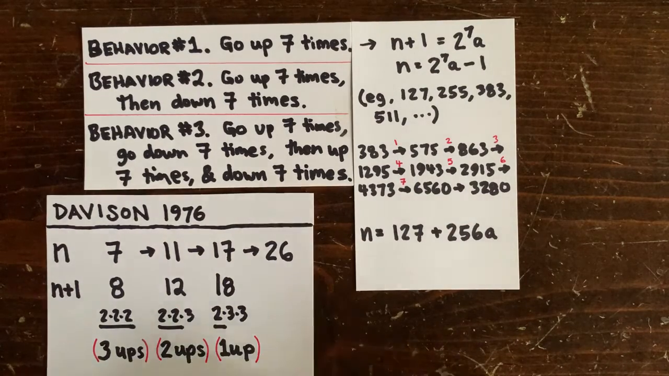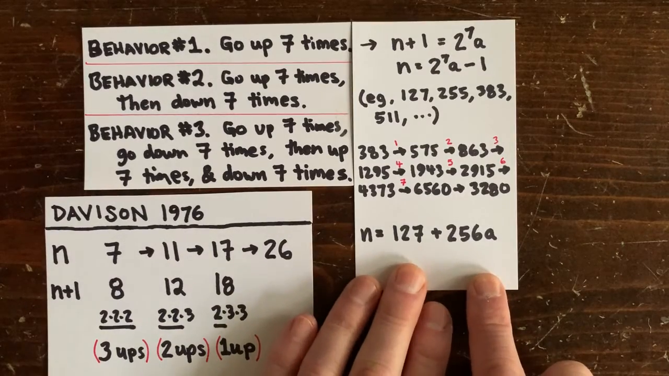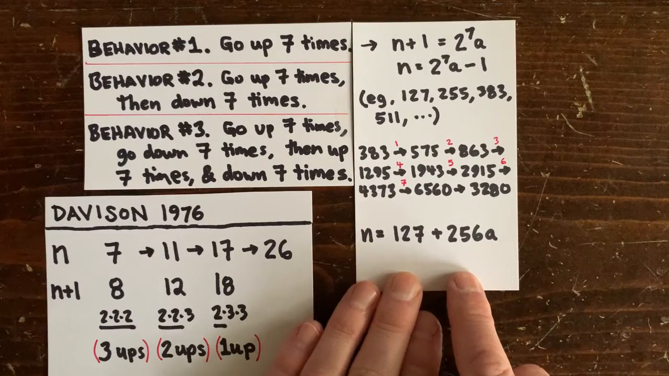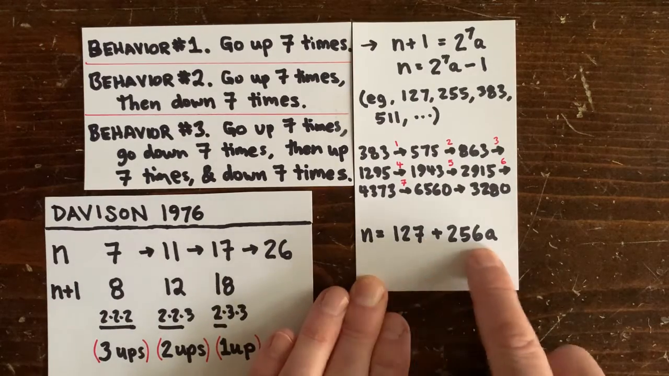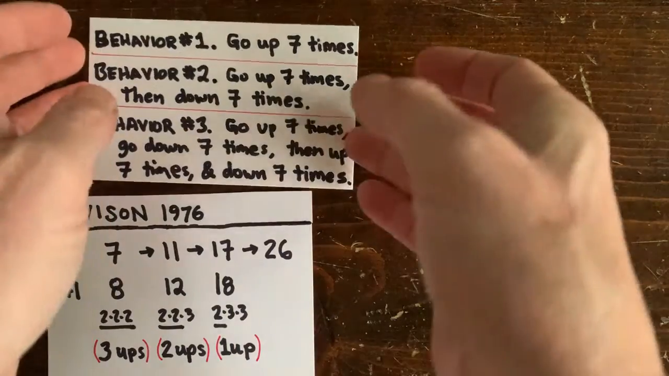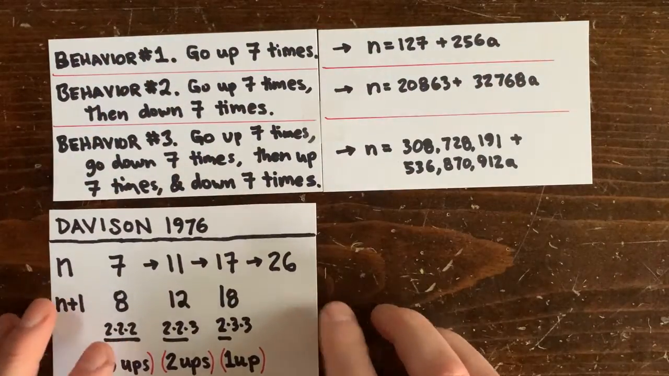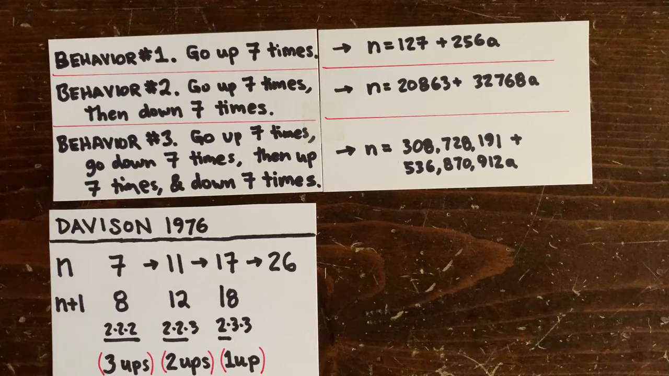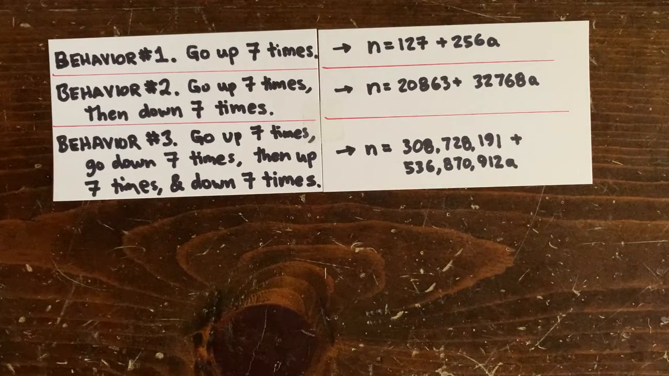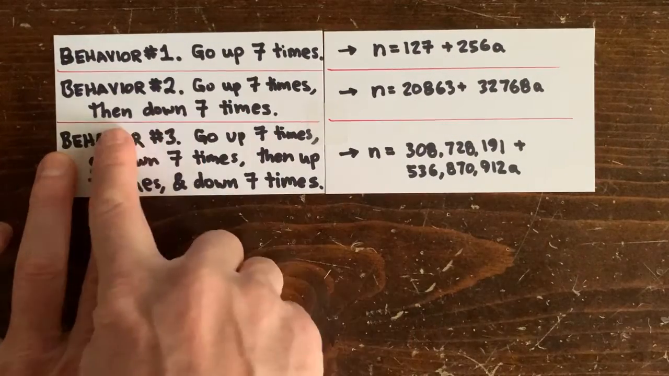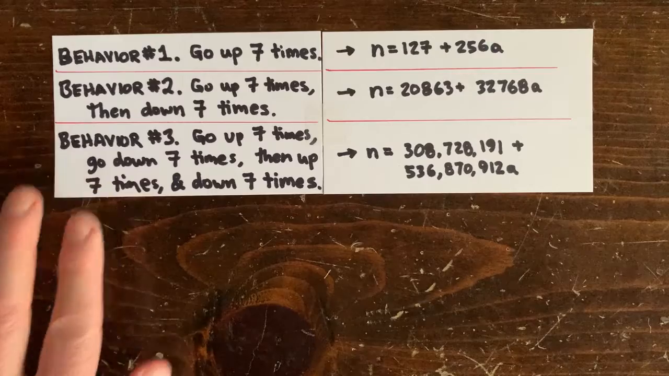Now for an n to go up exactly 7 times, we've got to skip numbers like 255 and 511, which also go up an 8th time. So n is actually of the form 127 plus 256a. So right now we've managed to engineer a number that goes up exactly 7 times. We actually have our pick from an infinite set of numbers that do that. So how about another number that goes up 7 times, then down 7 times? That'd be a cool number.